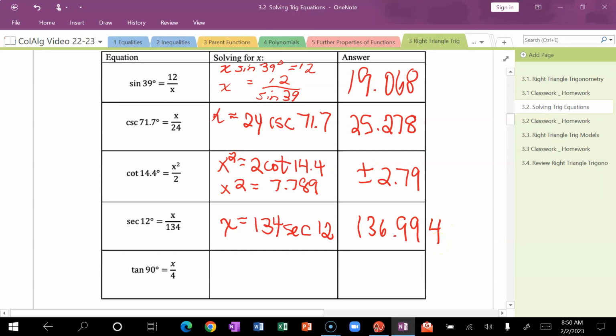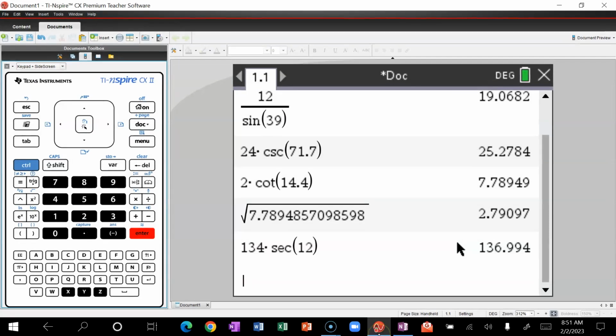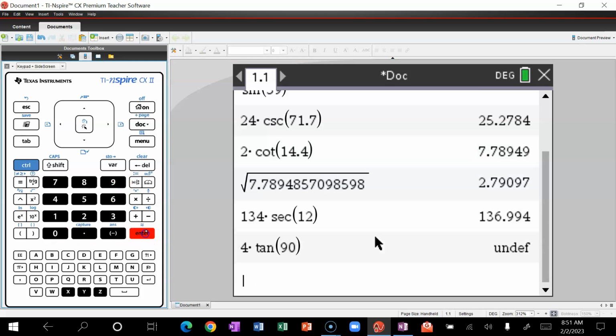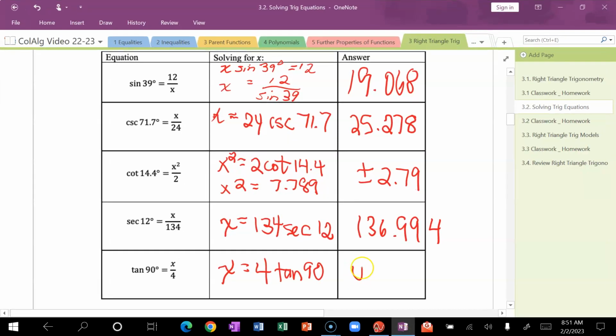Tangent of 90 degrees equals x over 4. This means that x will equal 4 times the tangent of 90. I go to my calculator, 4 times the tangent of 90, and I get undefined. We have not covered yet why this is undefined, but if this happens in your calculator, there are certain things that are defined and not defined that we'll get to. So this one is just undefined.